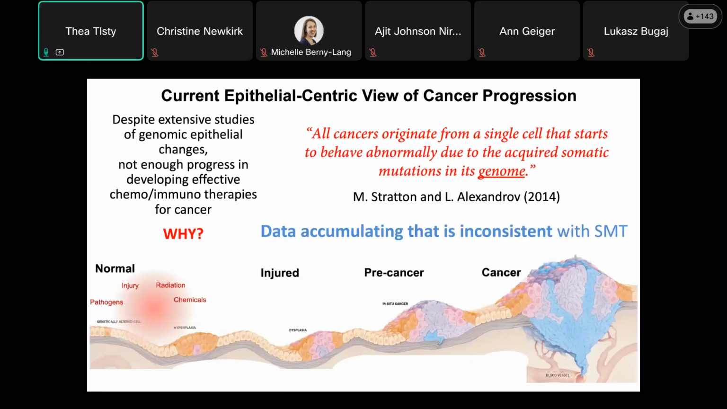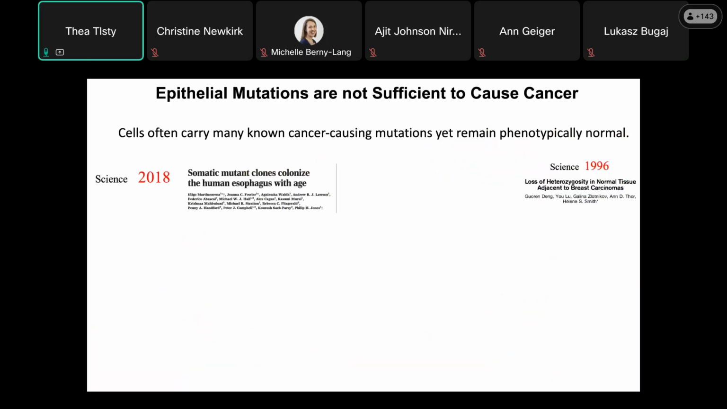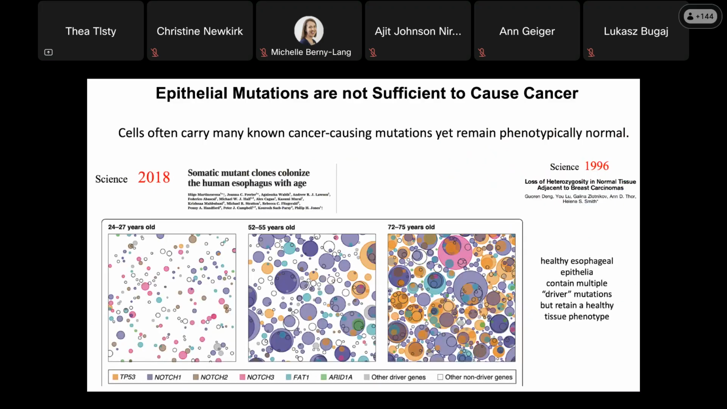Why? I would say that data has been accumulating for several decades that is inconsistent with a somatic mutation theory. I'm going to give you a couple of examples, and perhaps we should look a little bit more deeply. For decades, 3 decades minimally, we have known that there is normal tissue, phenotypically normal tissue, that carries cancer mutations. This was first described by Helene Smith in the 90s. Doug Brash did the same with skin. She did it with breast.